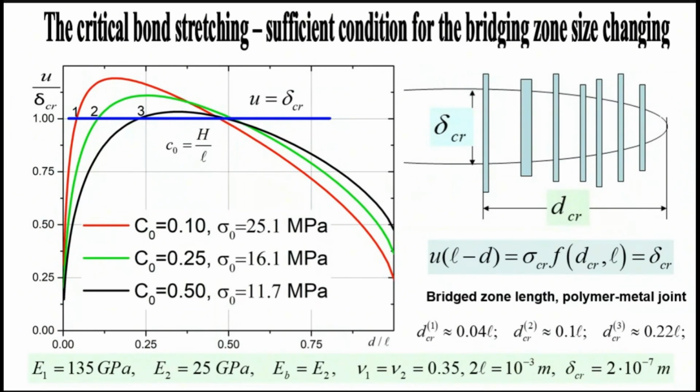The second condition of this non-local criterion is the sufficient condition for bridged zone size changing. It is the condition of critical bond stretching at the trailing edge of the bridged zone. Here we present the crack opening distribution at the end of the bridged zone for a fixed crack length, and also for three different bond compliances as on the previous slide. Using both conditions of this criterion jointly, we obtain the critical external loading and critical bridged zone size for limit equilibrium of the crack. If the compliance of bonds increases, the bond stiffness decreases, the critical bridged zone increases and the critical external stress decreases. The same we showed on the previous slide.